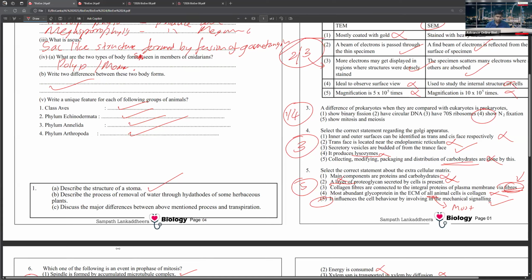I'll give you a marking scheme, people. I can't do anything at the moment, right? The computer is stuck, so I'm going to finish it like this.